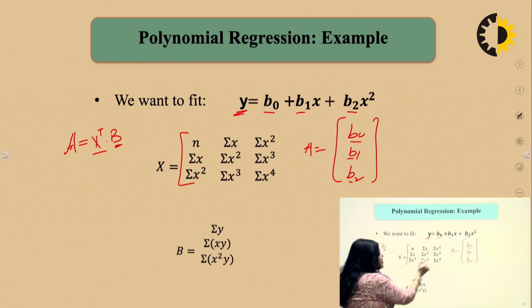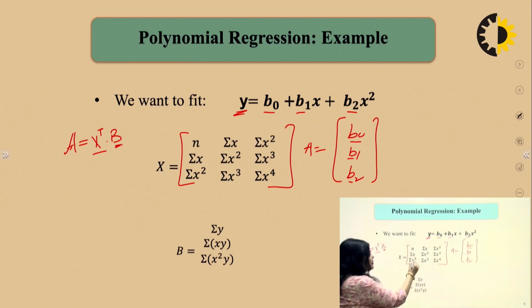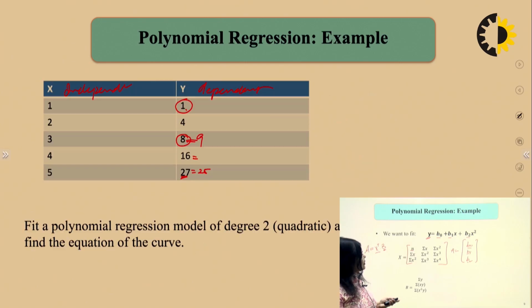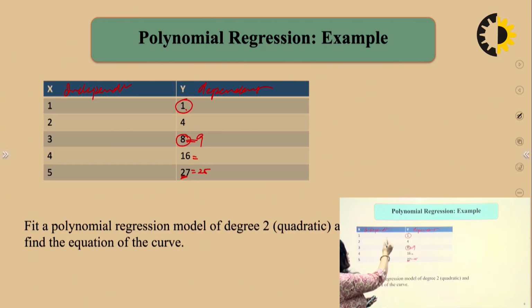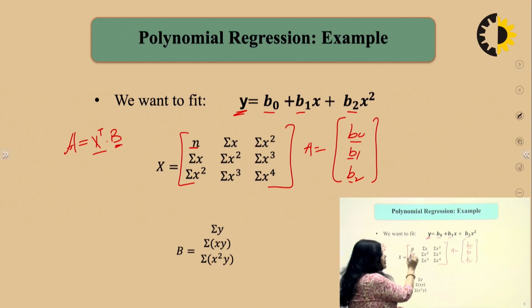The X matrix is represented like this. Here the first element is, for example, n. N is nothing but the number of observations that we have for our data set. In this case, we have 5 observations or rows, so n is actually equal to 5 here. So we are keeping the n.